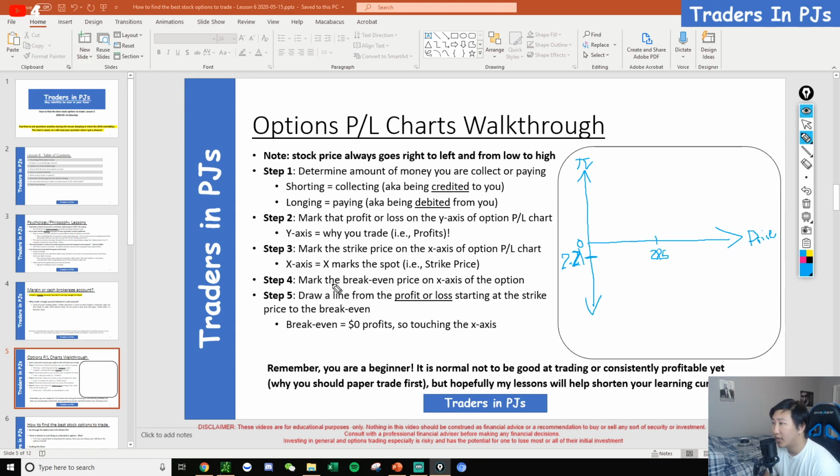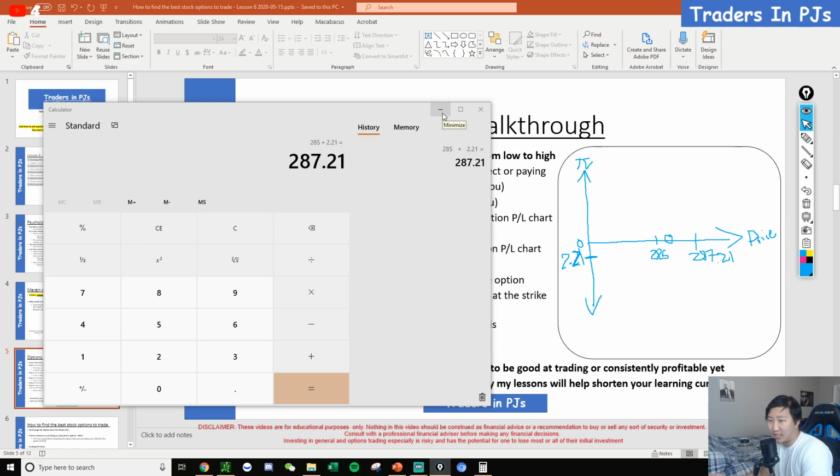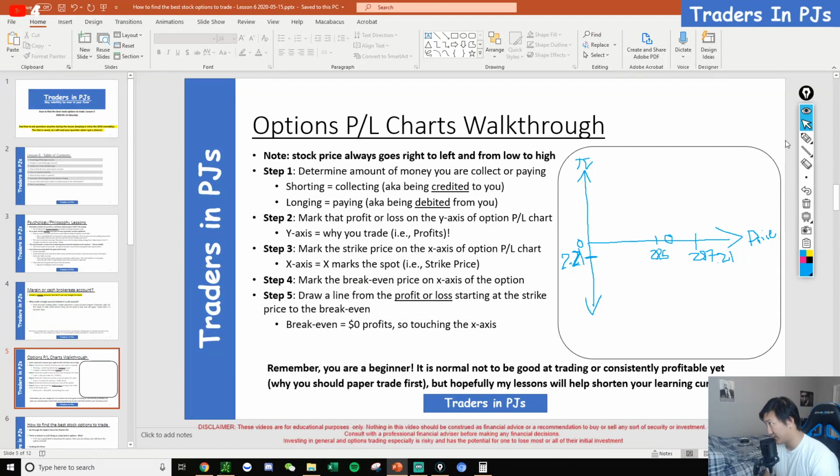Then mark the break even on the price of the stock, the x-axis. When you're buying a call option, the break even is always 285 plus 2.21, because you're trying to go upwards. And when you buy a put, the break even is going downwards, so 285 minus 2.21, but obviously we're doing a call option. So 287.21, and the current stock price is at 286.3, which I'm just going to put a circle here. I'm not going to even show the price, but just know it's there, because it's irrelevant what the current stock price is for the profit and loss chart. It's irrelevant, but just so you have an idea of how this works.